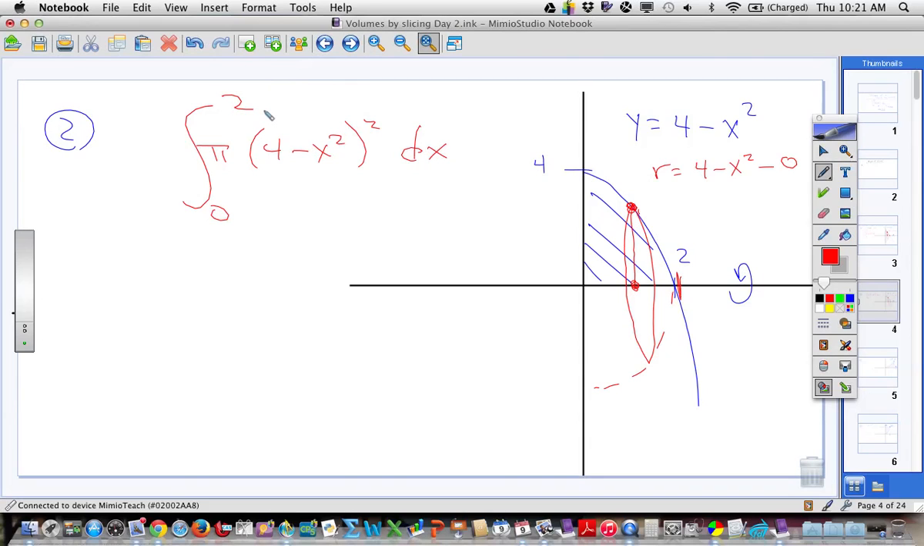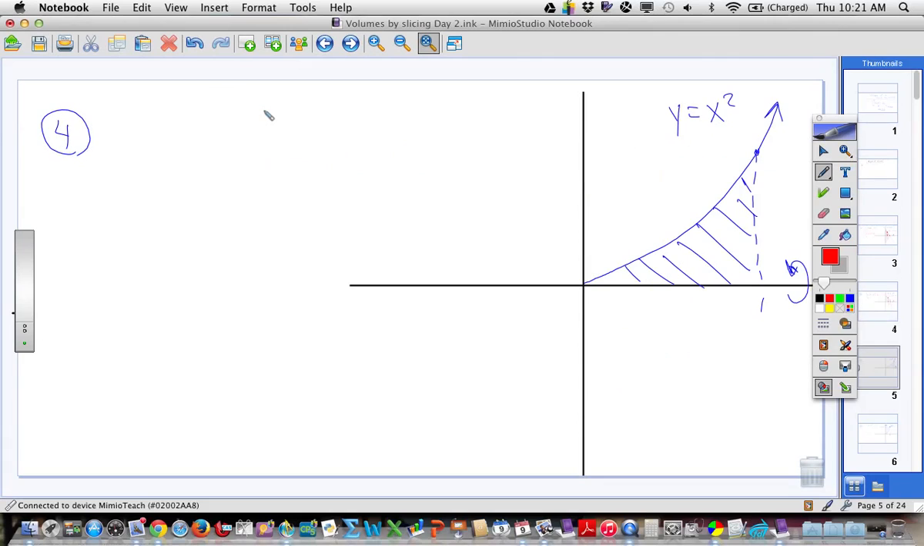Now we should check these, make sure we're getting the right thing going on here. So number 1 was pi thirds. Number 2 is 256 pi over 15. Okay. Then we go on to number 4. Number 4 said, again, normally it would be, take the region bounded by the x-axis, y equals x squared, and the line x equals, what is this line?